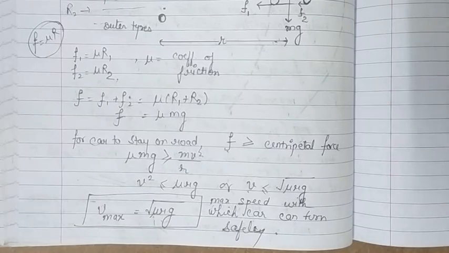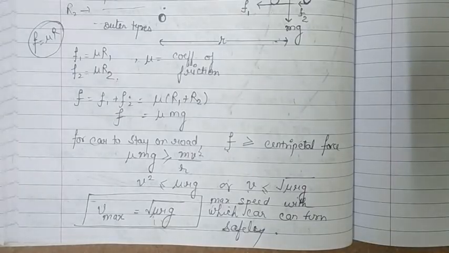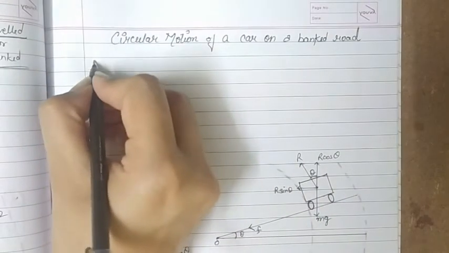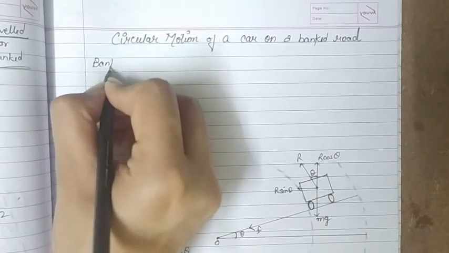Now this is for the leveled road. What if the road is banked or inclined at some angle? So the next case is circular motion of a car on a banked road. But before that, first we have to understand what a banked road is and what the need of banking is.